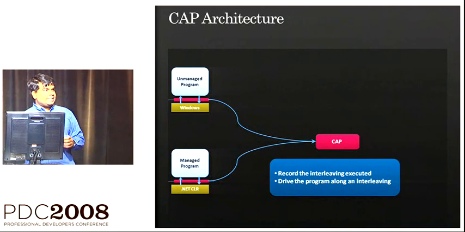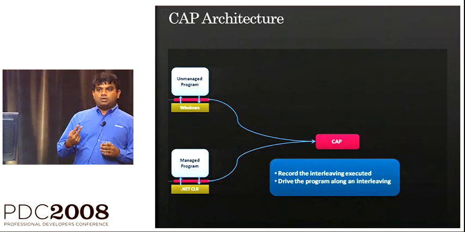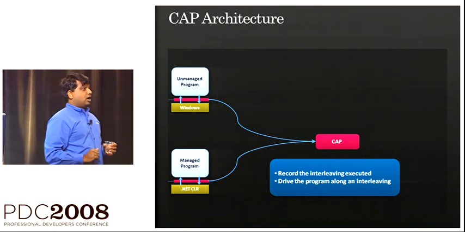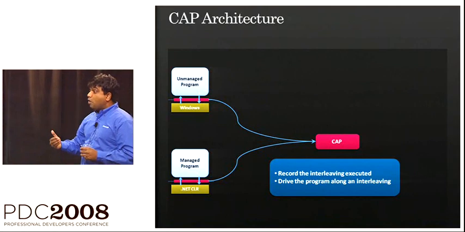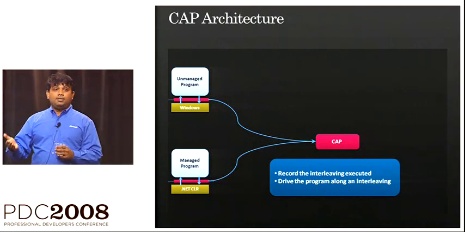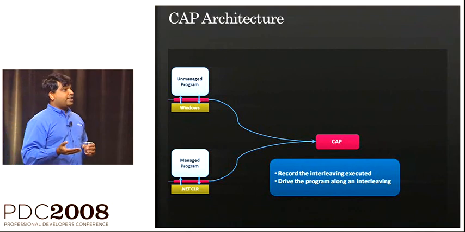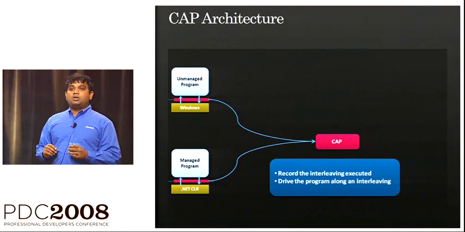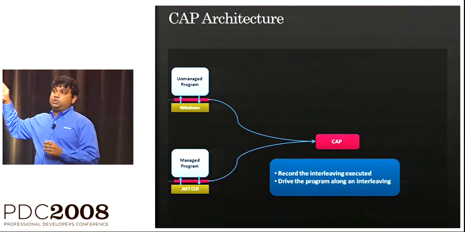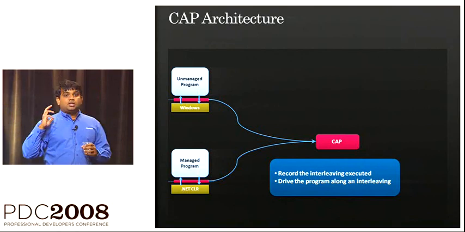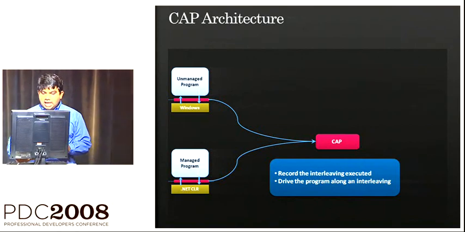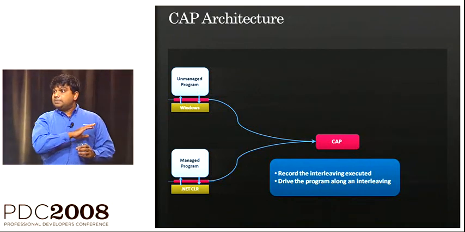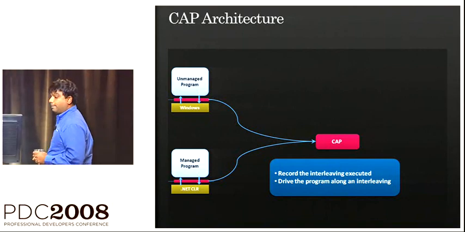And this allows two important things from CAP. First of all, when the program is running, we can record the interleaving the program is executing. And more importantly, CAP can direct the program along an interleaving of its choice. It can say, okay, this thread is trying to acquire this lock. Maybe I'm not going to allow this thread to acquire the lock right now. I'm going to insert a delay and switch to another thread. So CAP controls the scheduling of the threads, and the operating system no longer has any non-deterministic control. CAP takes complete control over all the non-determinism in your program.